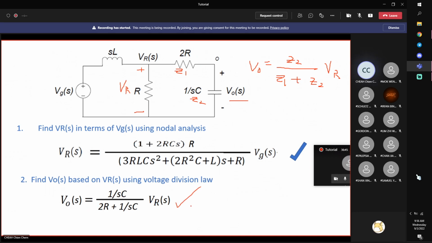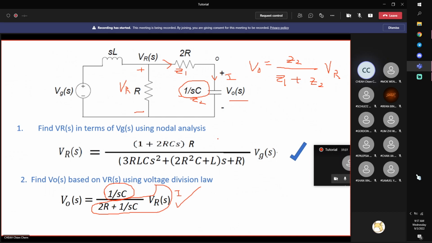So therefore you get the next equation. Okay, if you cannot remember voltage division law, never mind. Just use Ohm's law. What is the current flowing through here? Current flowing through here is the voltage across it, VR, divided by 2R plus 1 over SC. Right? So this is the current flowing through the 2R resistor, flowing through the capacitor. Now what is the voltage of the capacitor? The current flowing through it times 1 over SC, right? Ohm's law, IZ. So current flowing through it times 1 over SC is the voltage across it.